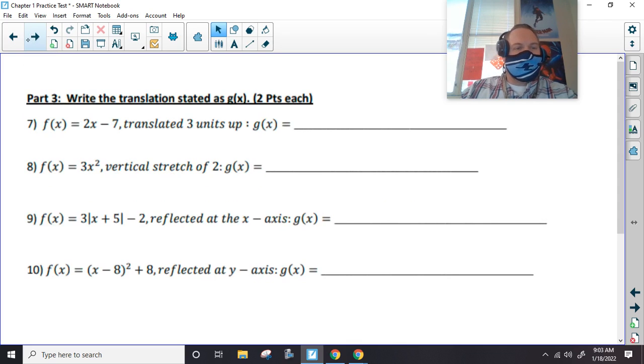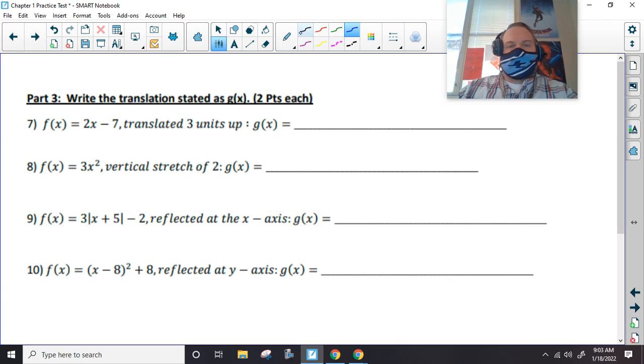So these right here, we're going to do each one of these. This is translated up 3 units. So we just add 3 to the K value. This now becomes 2x minus 4. Here's our original thing. We're going to do a vertical stretch of 2. We're actually going to multiply it by 2 to give me 6x squared.